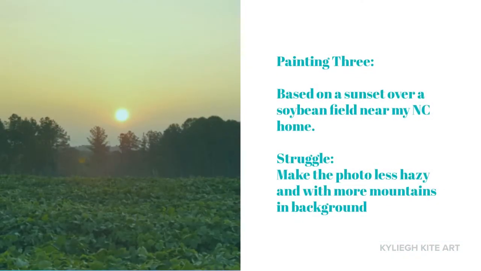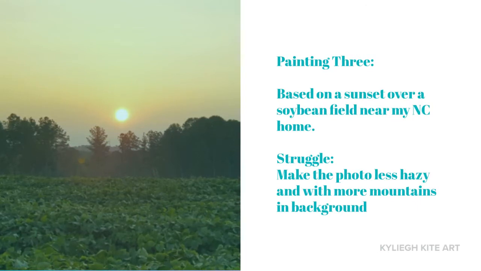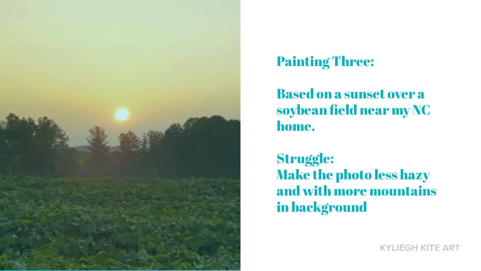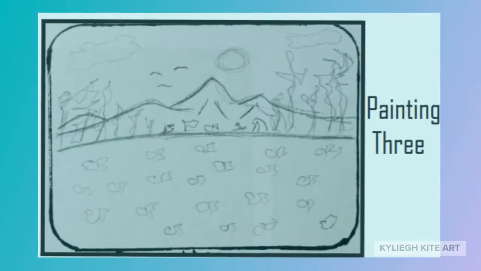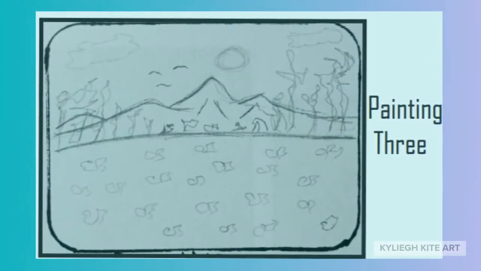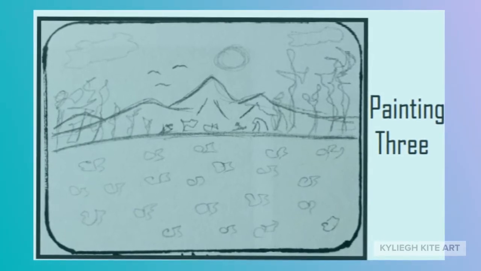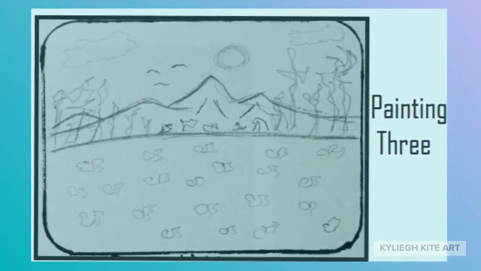Now it's time for painting 3. This one was going to be a little bit different. It's based on a sunset photo that I took over a soybean field near my home in North Carolina. I did want to make this painting a little less hazy than the photo, and I wanted to add more mountains in the background. Painting 3's thumbnail sketch was a little easier since I basically wanted to copy the photo and just make minor adjustments.